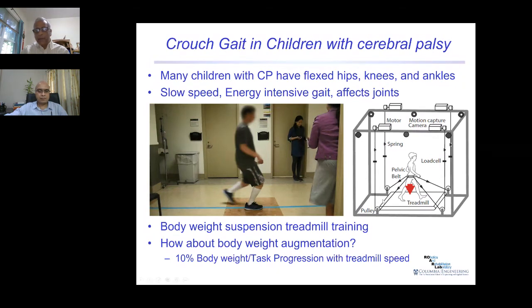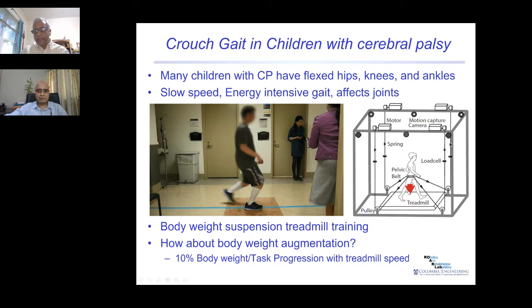And the question that we ask ourselves: how can we make these children walk more straight? One of the things that we tried out was, what if I were to make it more difficult for these children while they're walking? We do that by actually applying a downward force on the pelvis while they're walking.